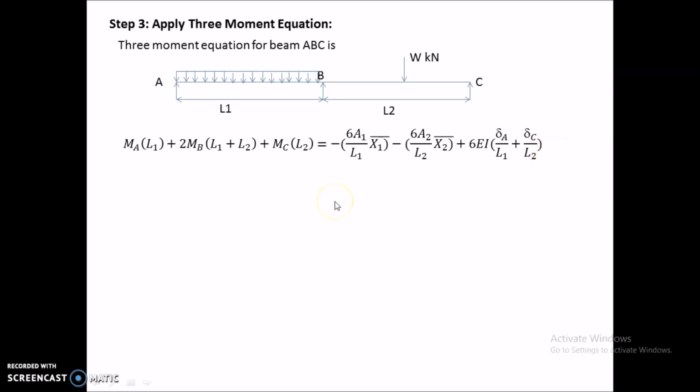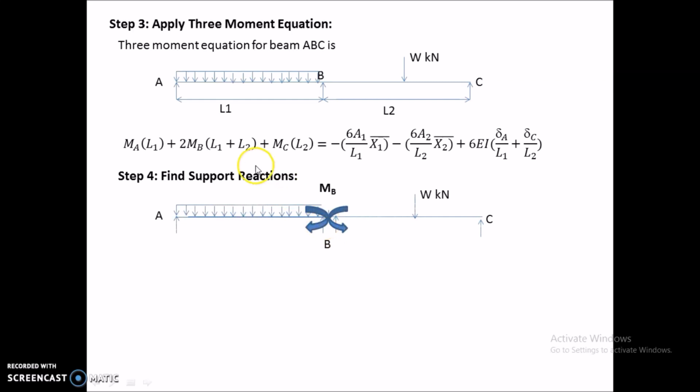Now after applying this 3-moment equation, the next step is finding the support reactions. By solving these 3-moment equations, we will get all the moment values. Now we will divide this beam into spans like this. For this example, I had divided the spans as AB and BC, and this is the moment I had found out using this 3-moment equation. Now using our equilibrium equations, we can solve these structures individually. So we will get the RA value and RB value for this span, and the RB value and RC value for this span.